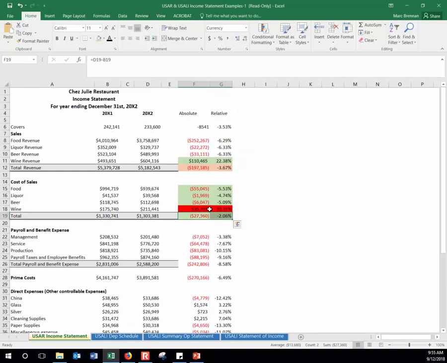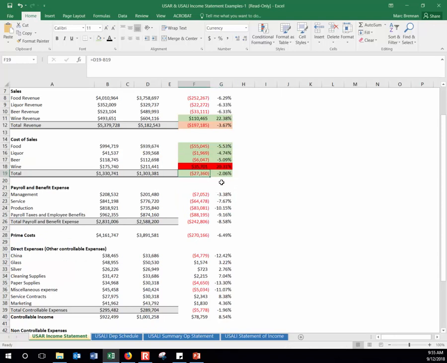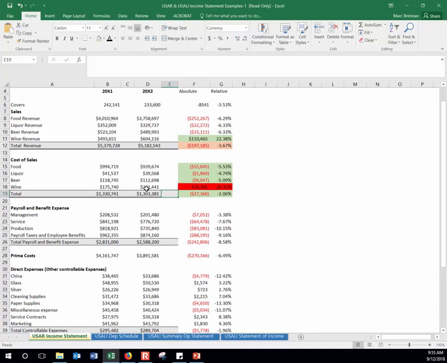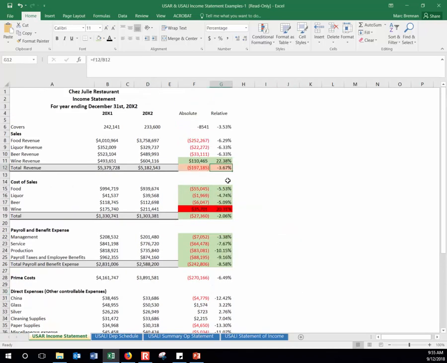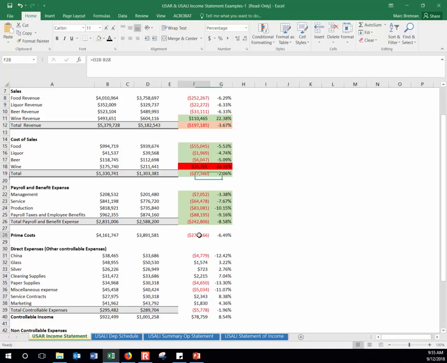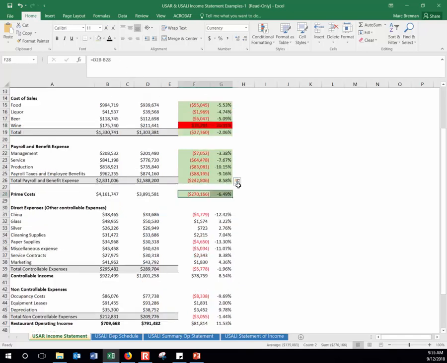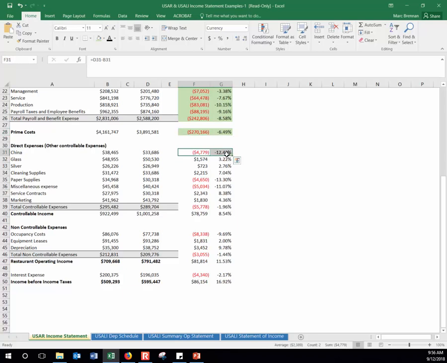Now, this wouldn't tell us the whole story, and that's why we should be using our vertical and horizontal analysis together. Because right now it tells me that I went down, which is great, but I don't know what percentage this is of total revenues. We would go down here and look at this. This would be really good. I'd be very happy with the fact that we went down in revenue, but we also went down in our costs. That's a good sign. Same thing with the fact that we reduced costs. We went down by 12.42% on our China costs. That's great.